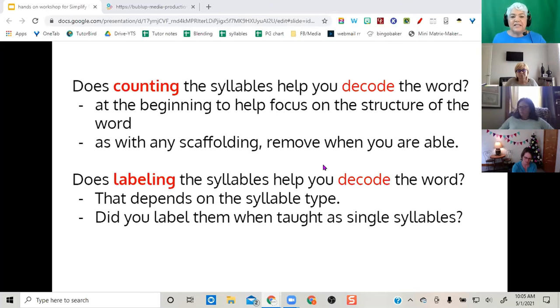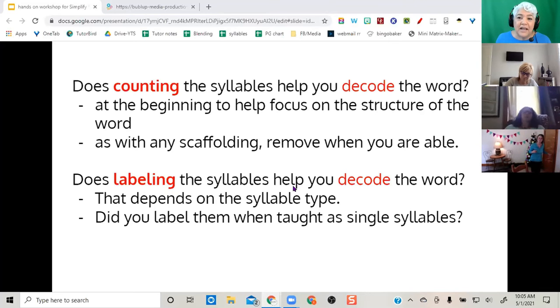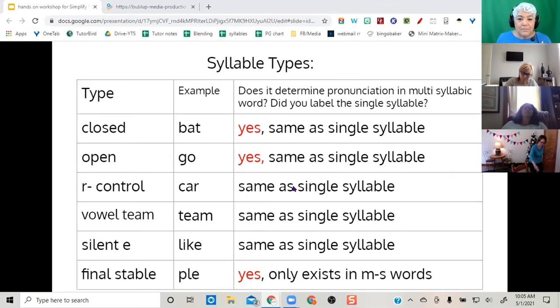Does labeling syllables help you decode the word? If you take any adult out walking on the street and you show them a word that they've not seen before and they're able to read it, and you ask them, did you label those syllables? They would say no, right? Labels can give us a vocabulary to use, and common vocabulary is helpful, but labeling does not actually help you to read.